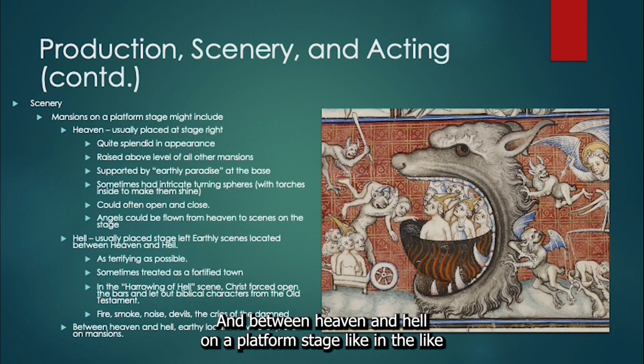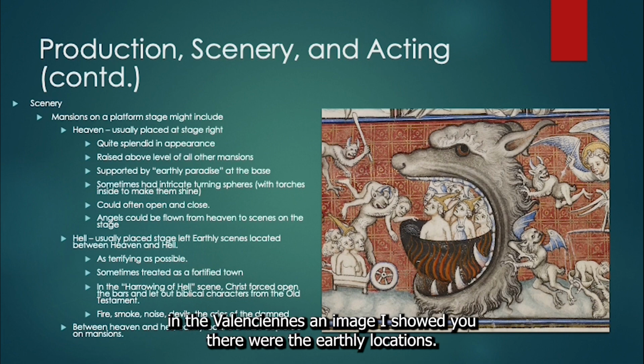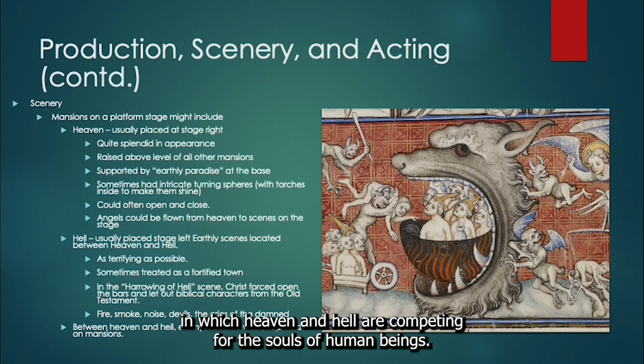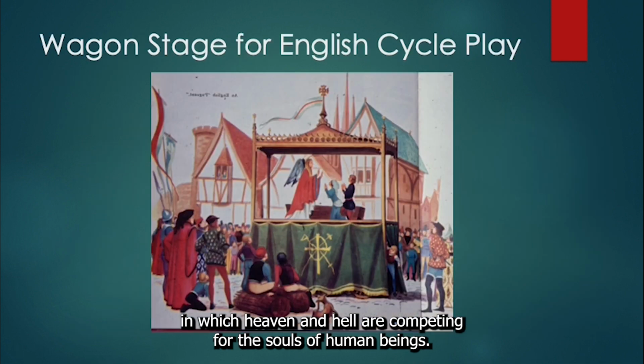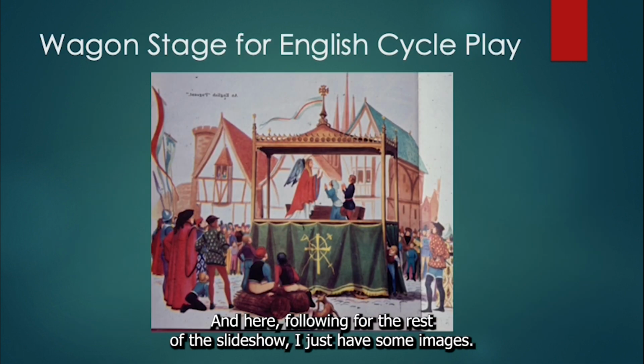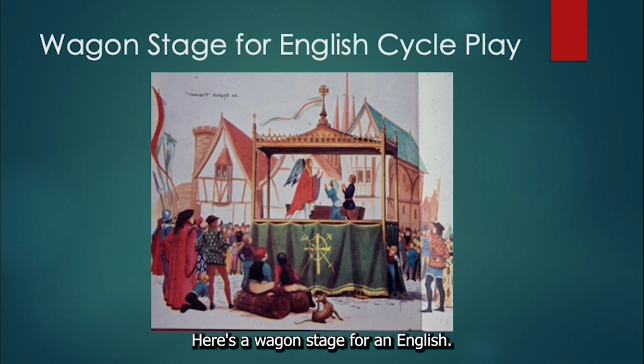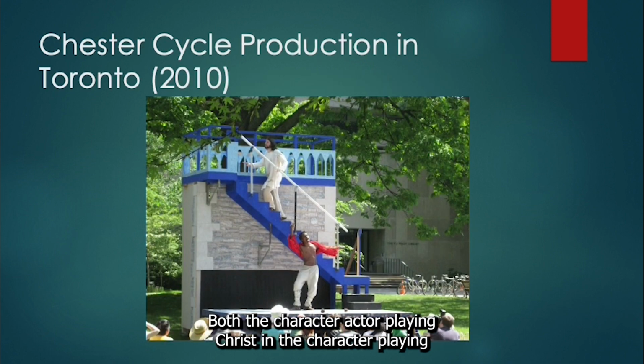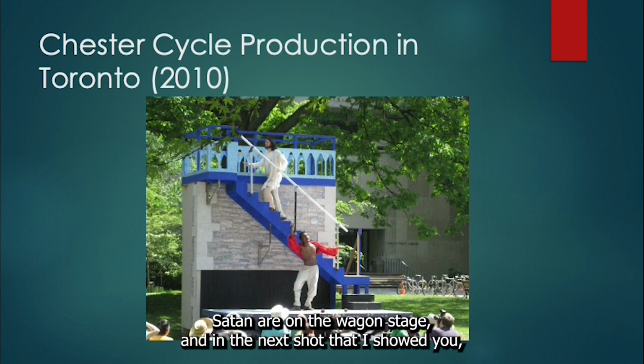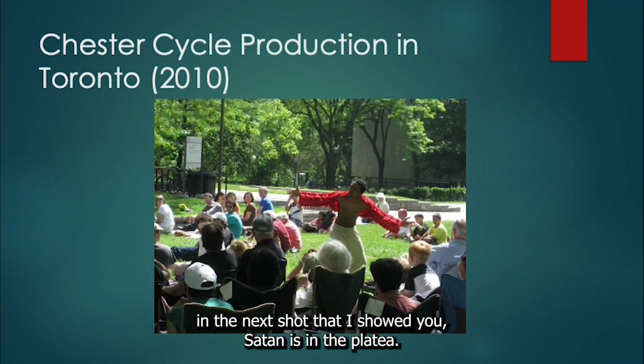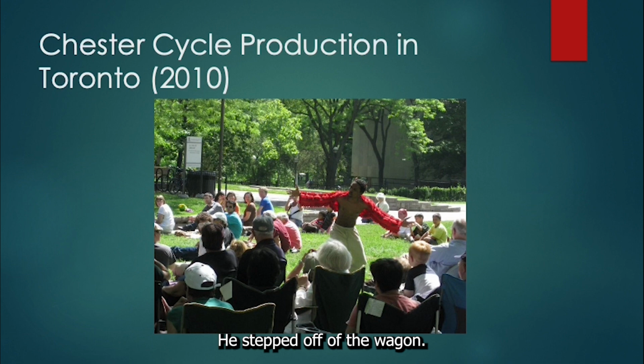And between heaven and hell on a platform stage, like in the Valenciennes image I showed you, there were the earthly locations. So we have a world in which heaven and hell are competing for the souls of human beings. And here, following for the rest of the slideshow, I just have some images. Here's a wagon stage for an English side view. Both the actor playing Christ and the character playing Satan are on the wagon stage, and in the next shot that I showed you, Satan is in the platea. He stepped off of the wagon.